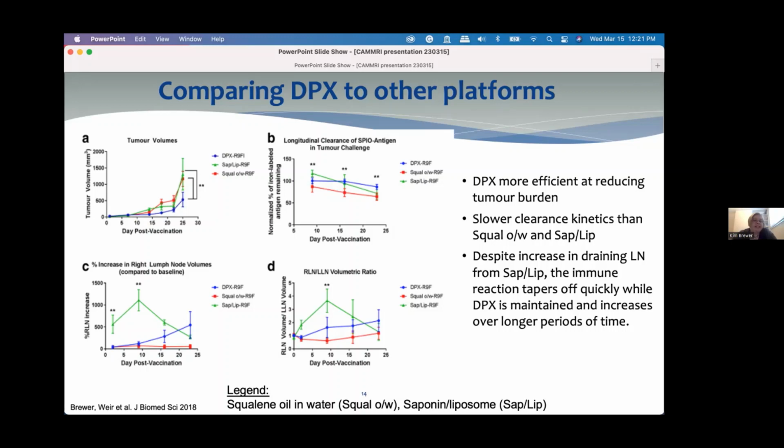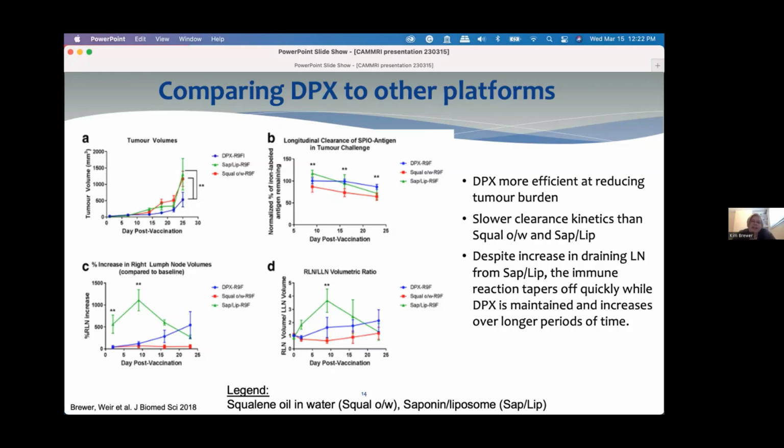In most cases, we found DPX actually had smaller tumor volumes, significantly so. There wasn't as strong a difference in terms of antigen clearance. We found that overall, they had similar types, although there was a significant difference between DPX and the squalene.